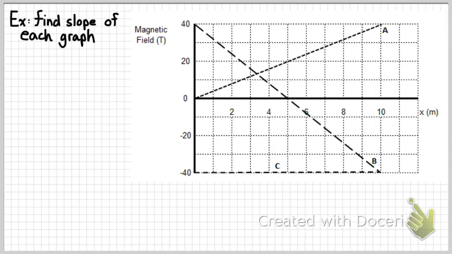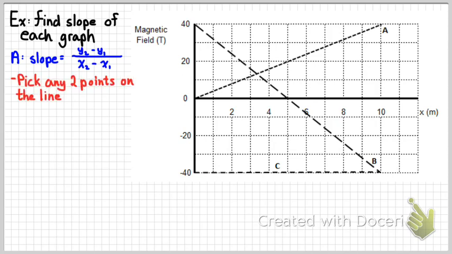I've got the same graph with the same three objects plotted on it, and what we're going to do is find the slope of each of those objects. So starting out with point A, the first thing I'm going to do is write down the formula that I'm going to use to calculate the slope, the y2 minus y1 over x2 minus x1. Then I'm going to pick 2 points from the graph that are actually on that line. It doesn't have to be the same points as somebody else picks.